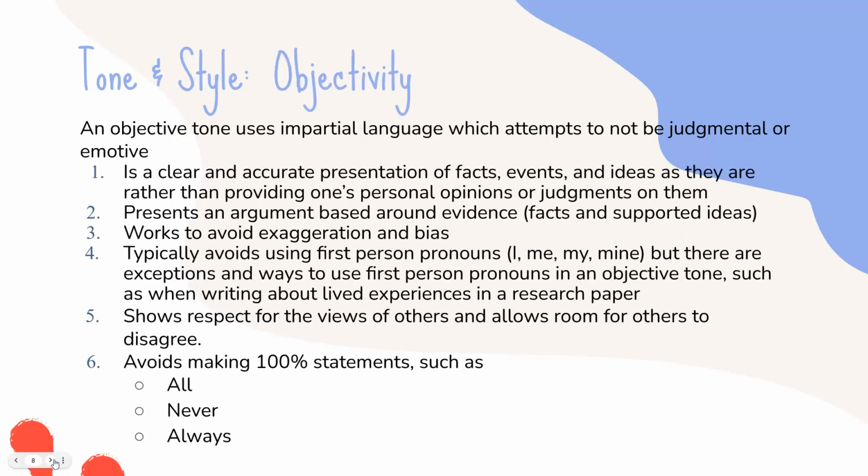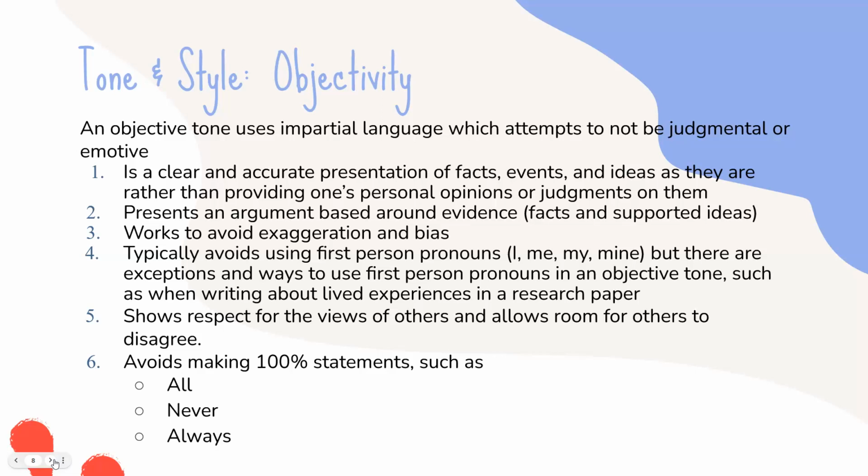So typically, the tone and the style in academic language is objective. That's what we're aiming for. An objective tone is something that's impartial and attempts to not be judgmental or emotive. So keeping your emotions out of your writing as much as possible, even though I think it's nearly impossible to be completely objective.